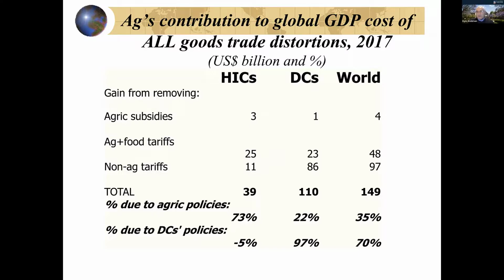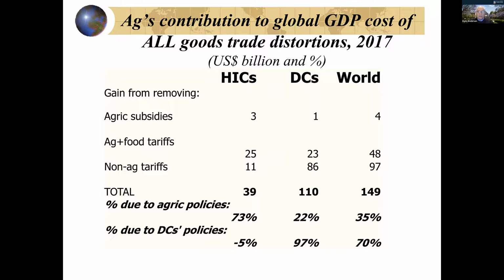Now it's only 35%, that number in the final column. So there's a big reduction in the extent to which agricultural policies are contributing to the cost of trade distortions globally, according to these interim numbers. We'll see if they change much when we finish this work.